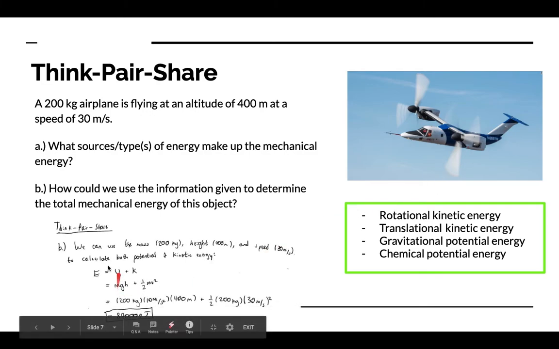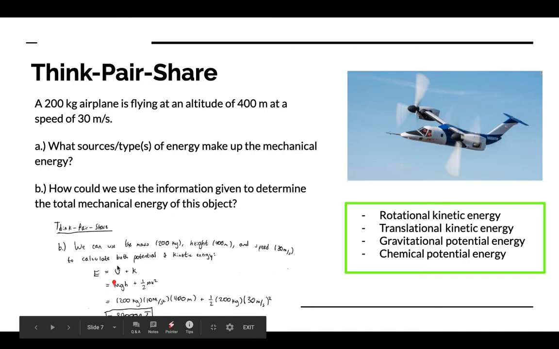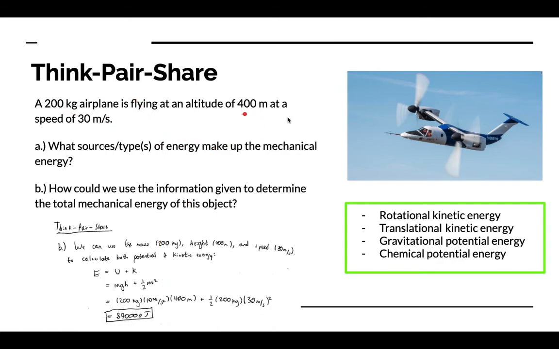Okay, so we know total mechanical energy is equal to the sum of potential and kinetic. We know potential is equal to m times g times h, and we know kinetic is 1/2 mv squared. We know what g is. g is 9.81 meters per second squared, which we can round up to 10. We've been using that since beginning of the year. We need to know the mass and the height and the speed here in order to calculate our total mechanical energy. Well, we know the mass is 200 kilograms. We know the height is 400 meters, and we know the speed is 30 meters per second.